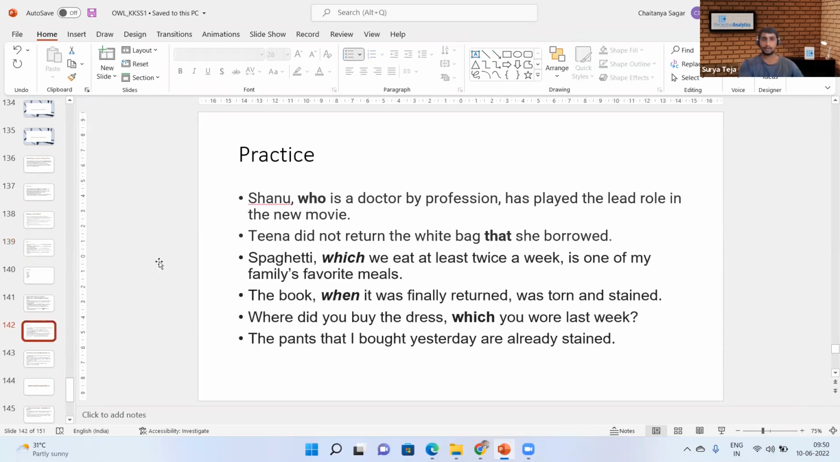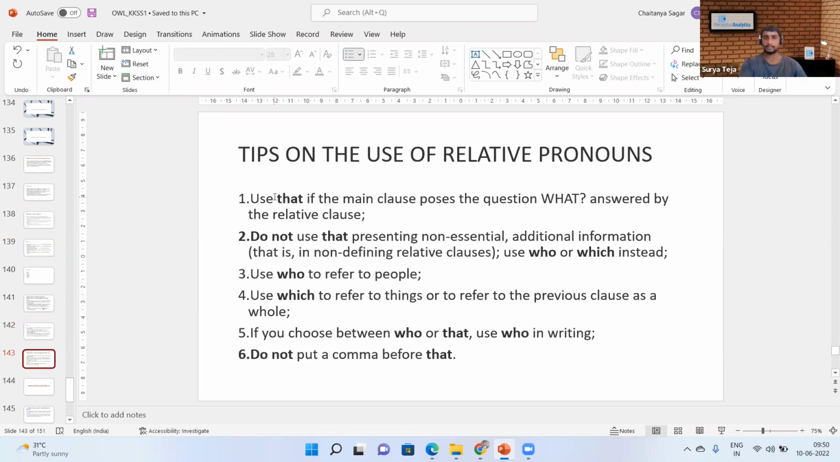In such a case, what we have to do is use that. So whenever the main clause poses the question and it is answered by the succeeding clause, then that is the appropriate usage, because that is a defining clause. Both of them are interlinked. The first one is getting answered in the second one. So it is not non-essential, it is essential. So we use that. In case we are presenting non-essential information, never use that. That comes only when we are talking about essential information, which is very crucial to the sentence. In case it is not crucial, it is just adding extra information, then which would be appropriate.